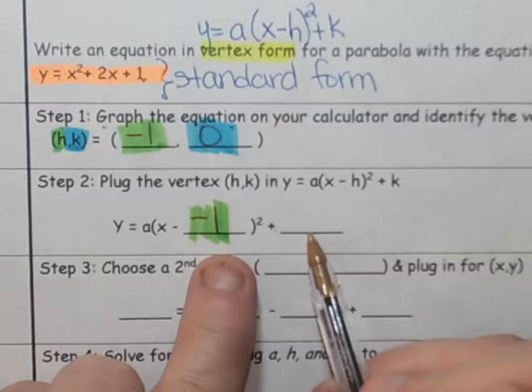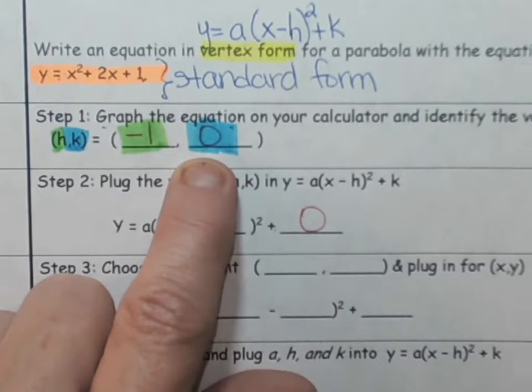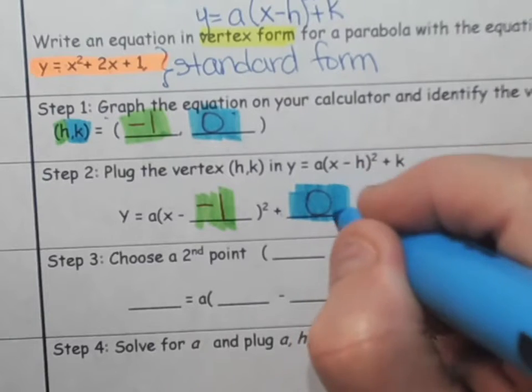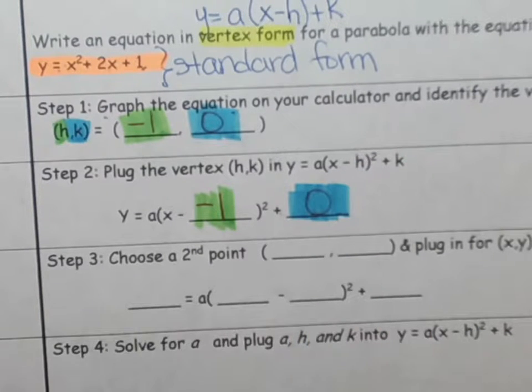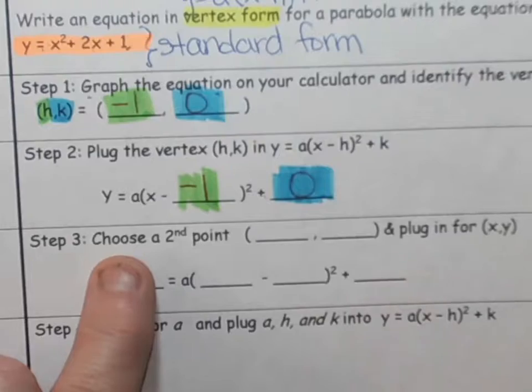Squared plus k. And in this case, k was 0. So we're going to put 0 where the k is. So we're just plugging into the vertex equation for h and k. That's step 2.